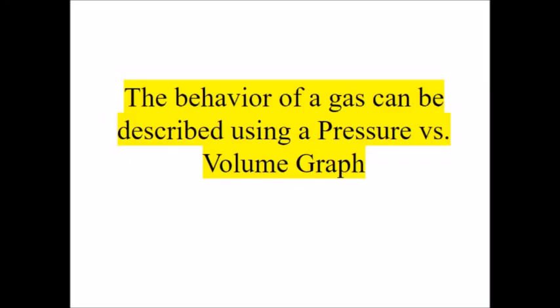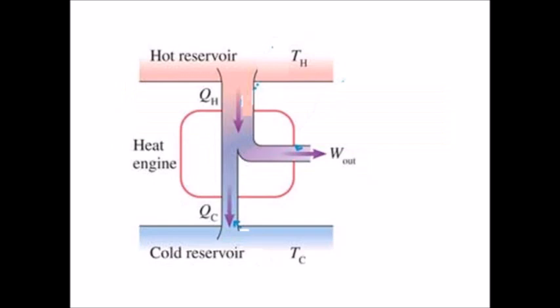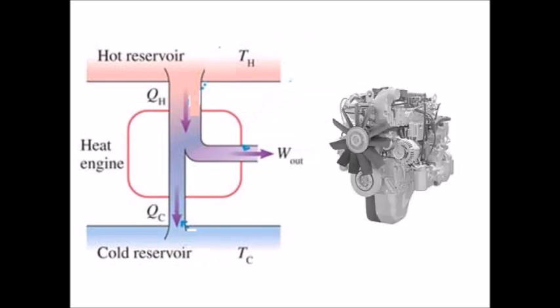The behavior of a gas can be described using a pressure versus volume graph. What kind of graph? And what do you mean by the behavior of a gas? And how can we have this diagram for a heat engine explain a real engine? Well, here's a gas.